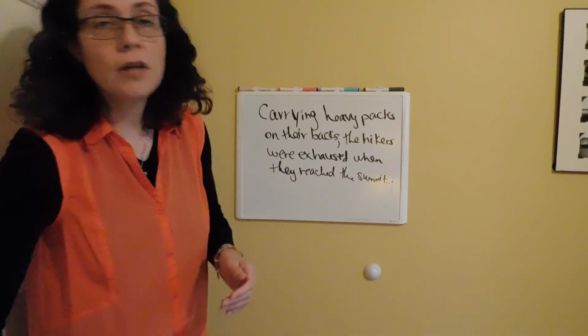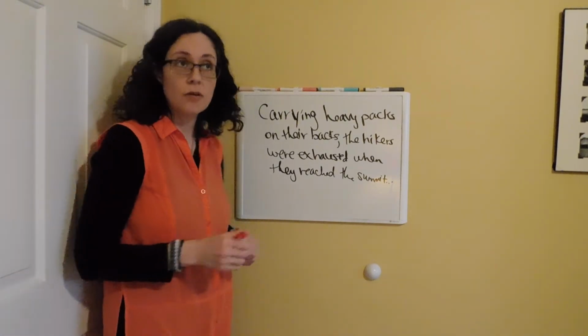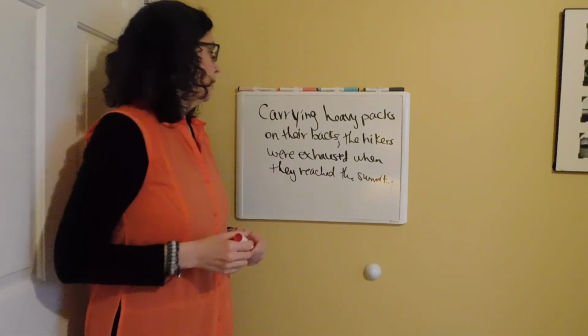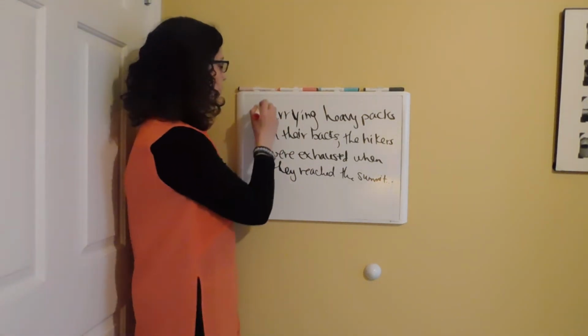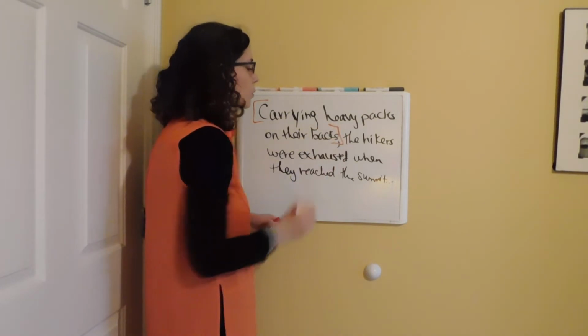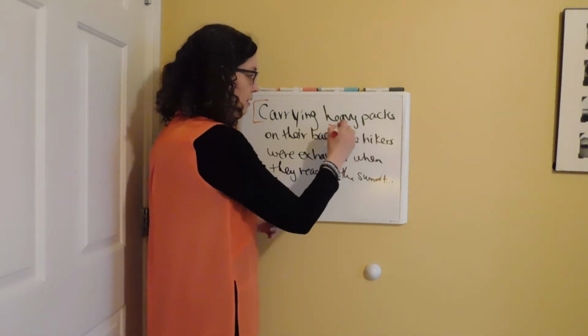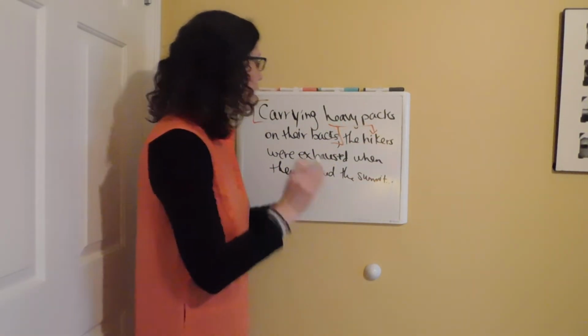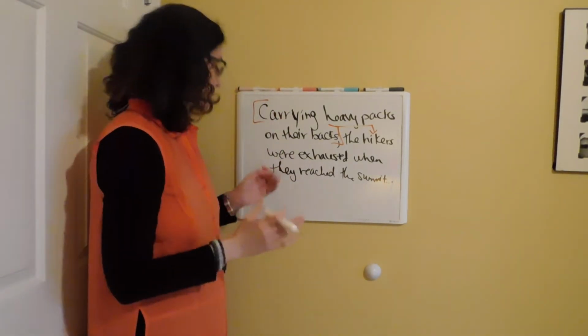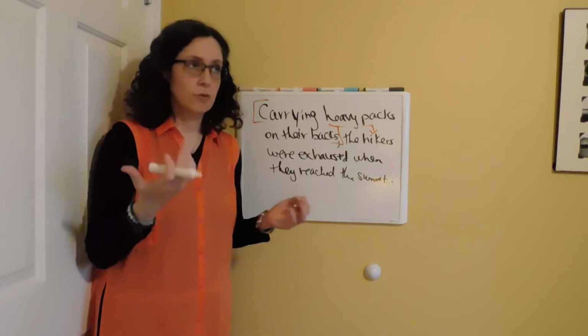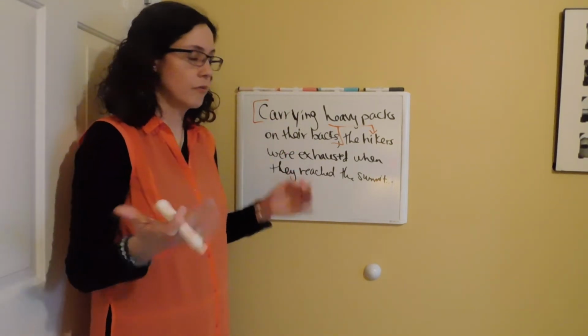Alright, so that opening clause there, that dependent clause, is another participle. It's movable, but this is where it is. It's at the beginning. Carrying heavy packs on their backs. Who was? The hikers. You know, it modifies hikers. The hikers were carrying heavy packs on their backs. Alright, but they were also exhausted. So there's a dependent clause to handle this load of information.